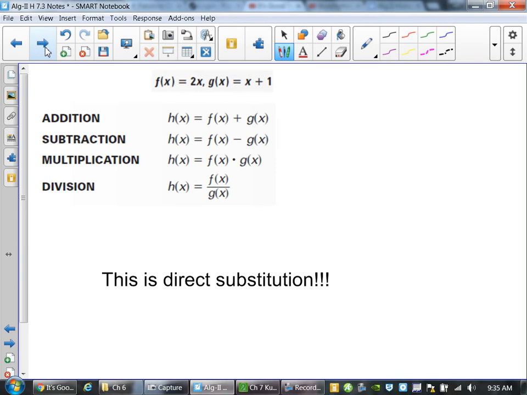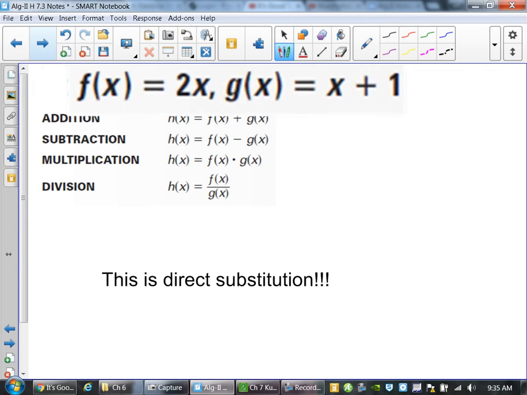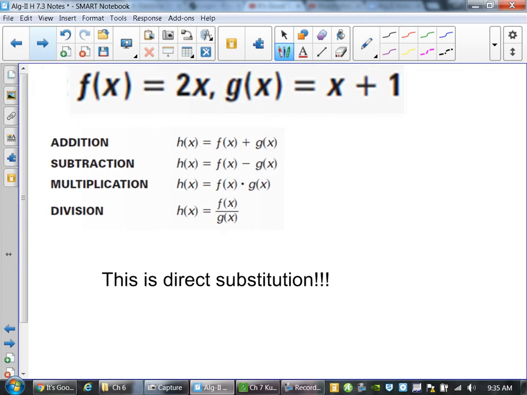Today we're going to talk about function operations. Adding two functions together, subtracting functions, multiplying functions, dividing functions. Basically, this just means I'm going to give you two functions, and I'm going to ask you to add them together. I'm going to ask you to subtract them. I will ask you to multiply them. And I will ask you to divide them.